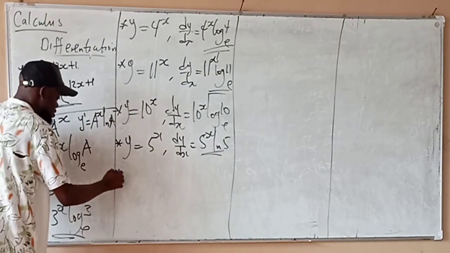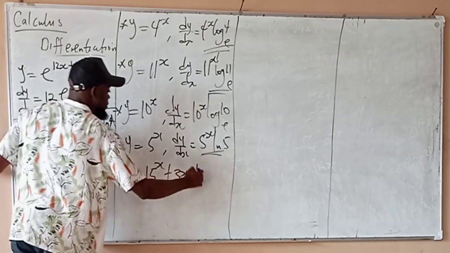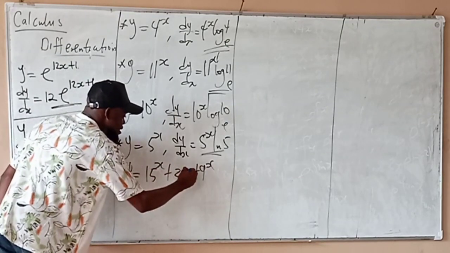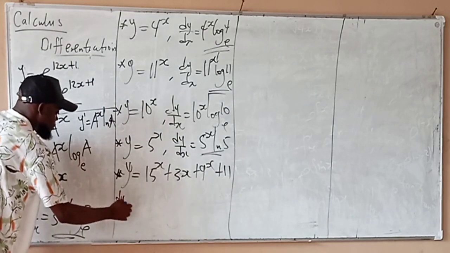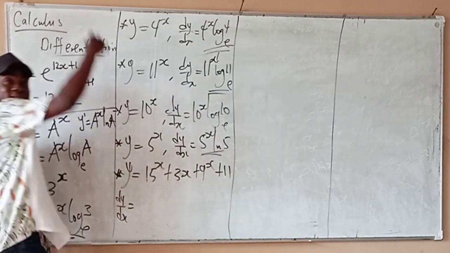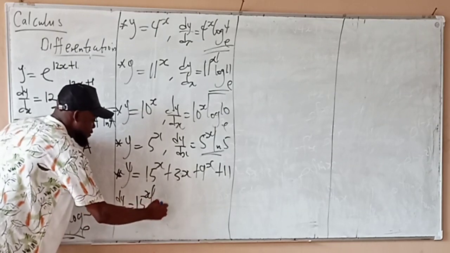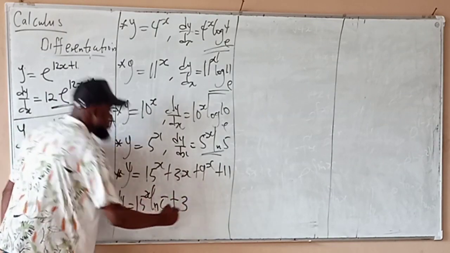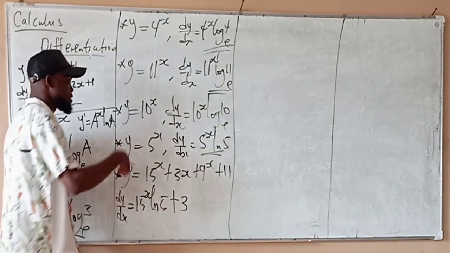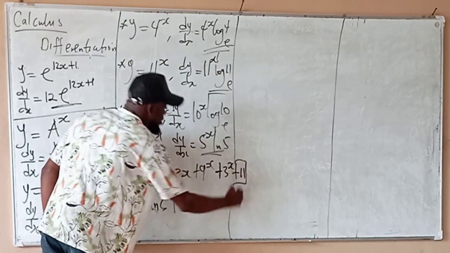Let's say we have y is equal to 15 raised power x plus 3x plus 9 raised power x plus 3 raised power x plus 11. Now this one is not 3 raised power x, this one is 3x. What is dy over dx? Differentiate this. Remember, exponential function as far as a variable. So we're going to have 15 raised power x ln 15, plus differentiate 3x, a polynomial.